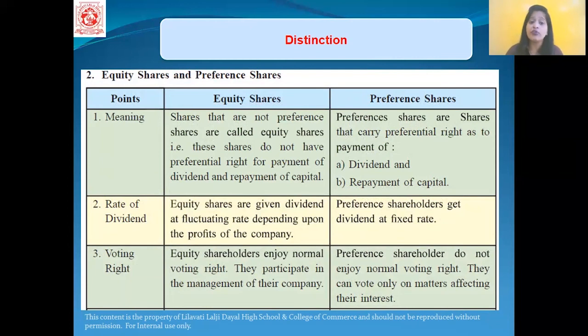Next, you have rate of dividend. Equity shares are given dividend at a fluctuating rate. It keeps on changing depending upon the profits of the company. Whereas preference shares get a fixed rate of dividend. Then you have voting rights. Equity shareholders enjoy normal voting rights. Preference shareholders do not enjoy normal voting rights.